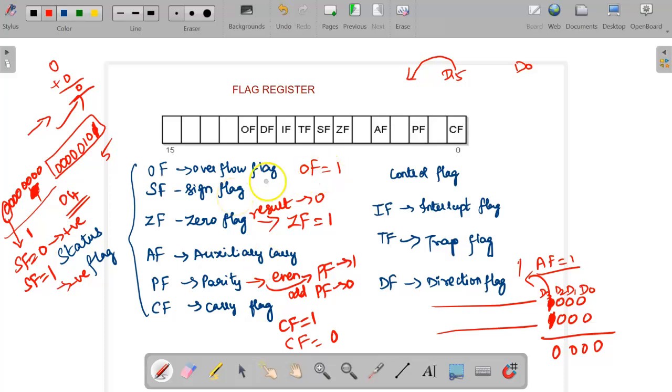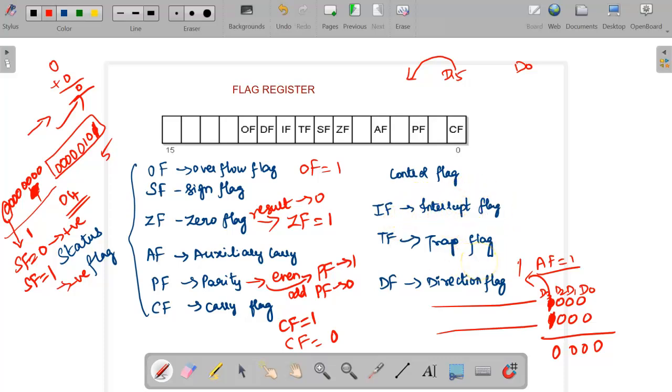If it is out of range, then overflow flag is equal to 1. Okay. In more detail, the flag register will be explained in the next video, where you can see it. And then interrupt flag.